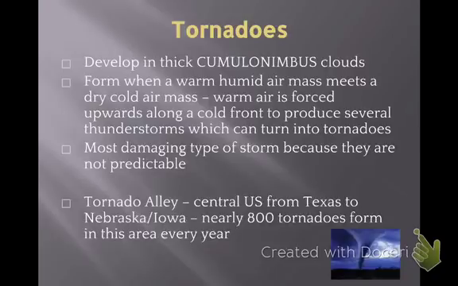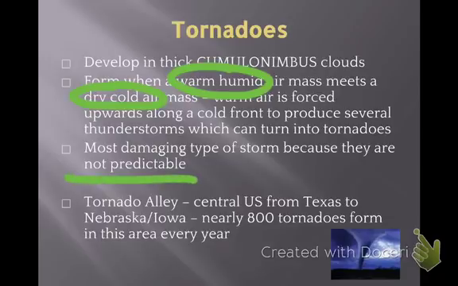We're almost done. Tornadoes. Tornadoes develop in thick cumulonimbus clouds. They form when a warm, humid air mass meets a dry, cold air mass. So we're talking opposite types. Warm, humid meets dry, cold. Warm air is forced upwards along a cold front to produce several thunderstorms, which then can turn into tornadoes. They're the most damaging type of storm because they're not predictable.